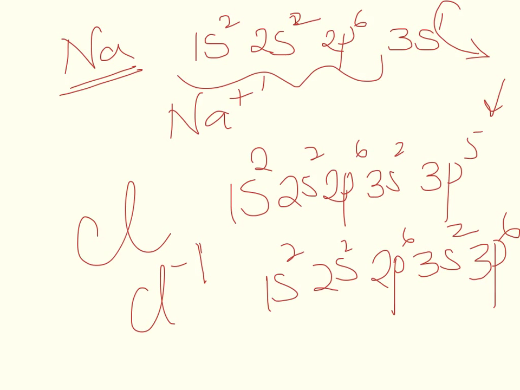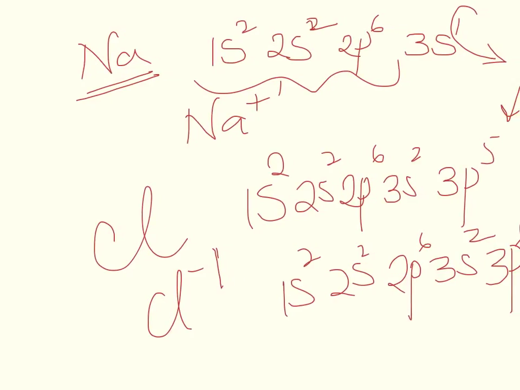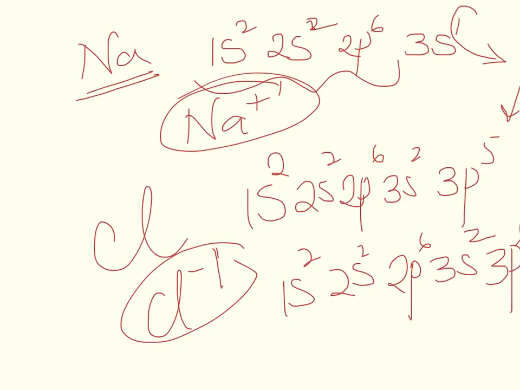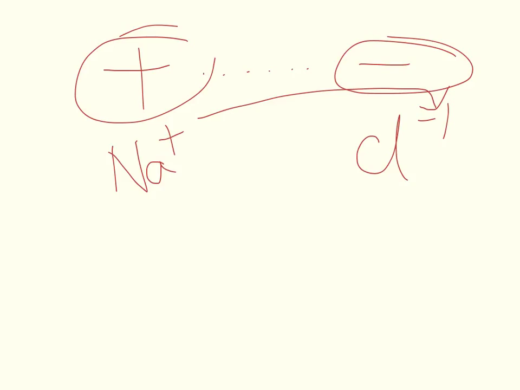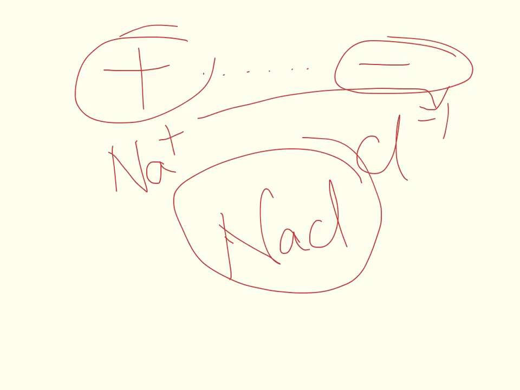Now, the positive sodium ion, which is the cation, and the negative chloride ion, the anion, interact. Remember, a positive ion attracts a negative ion. So the sodium cation and the chloride anion interact, right? This forms the ionic bond between sodium and chloride. So basically, an ionic bond is the interaction between a positive ion and a negative ion.